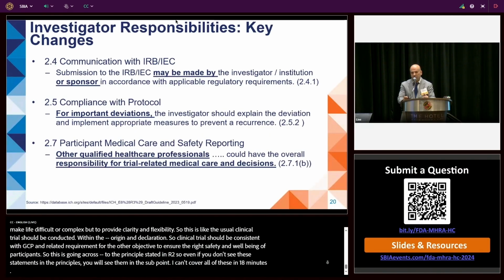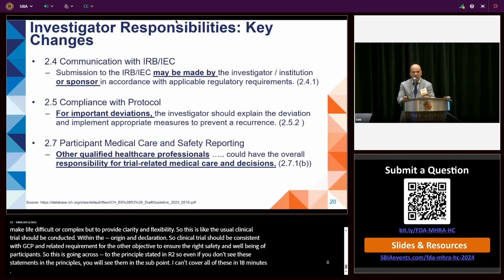The next item is important. We all know investigators must implement the protocol and comply with the good clinical practices and the regulatory requirements. So they remain responsible to record all deviations, but for important deviations, they have to explain it and they have to provide the measures they are taking or implementing to prevent these deviations from happening again. You will see this interconnected with the responsibility of the sponsor, because in the next slides, you will see that the sponsor will need to define what's an important deviation.